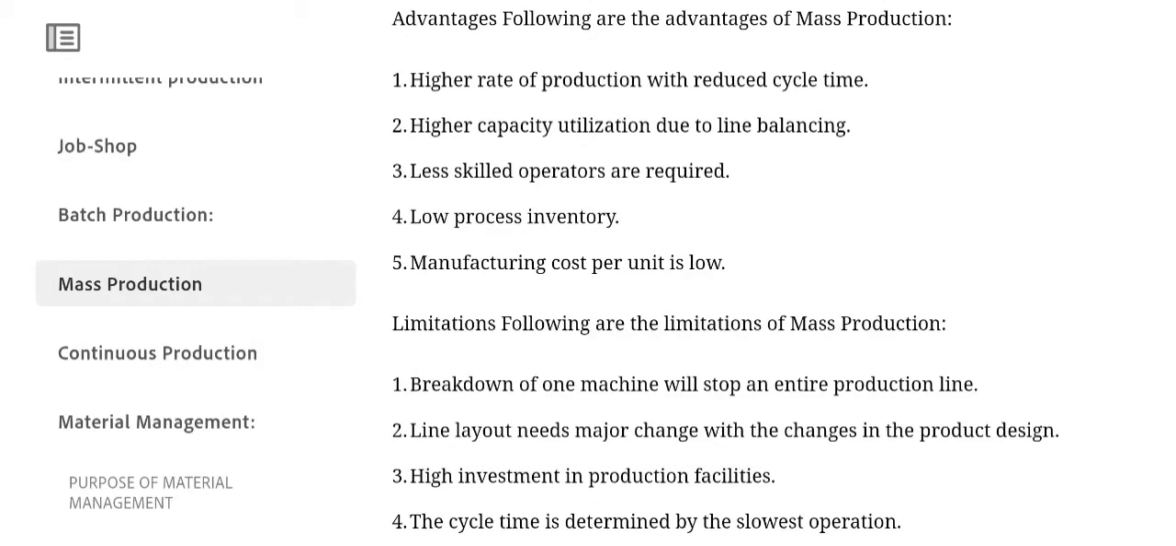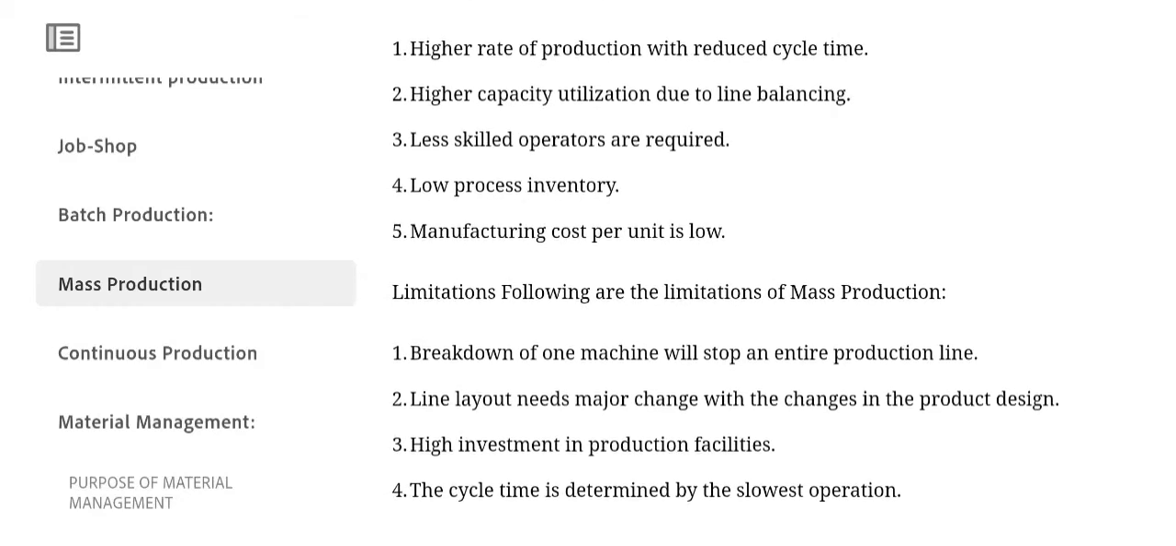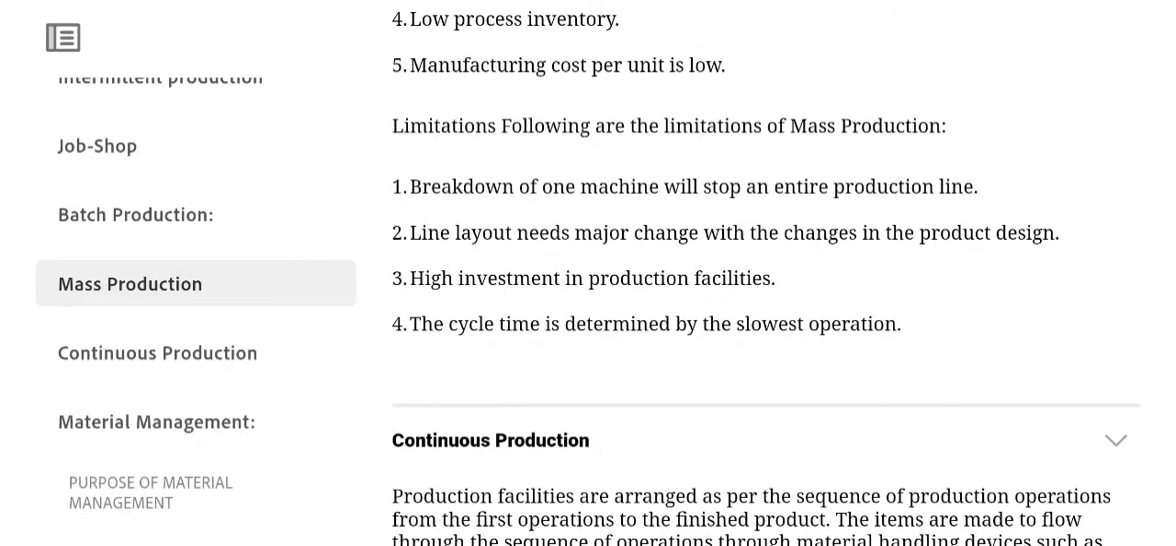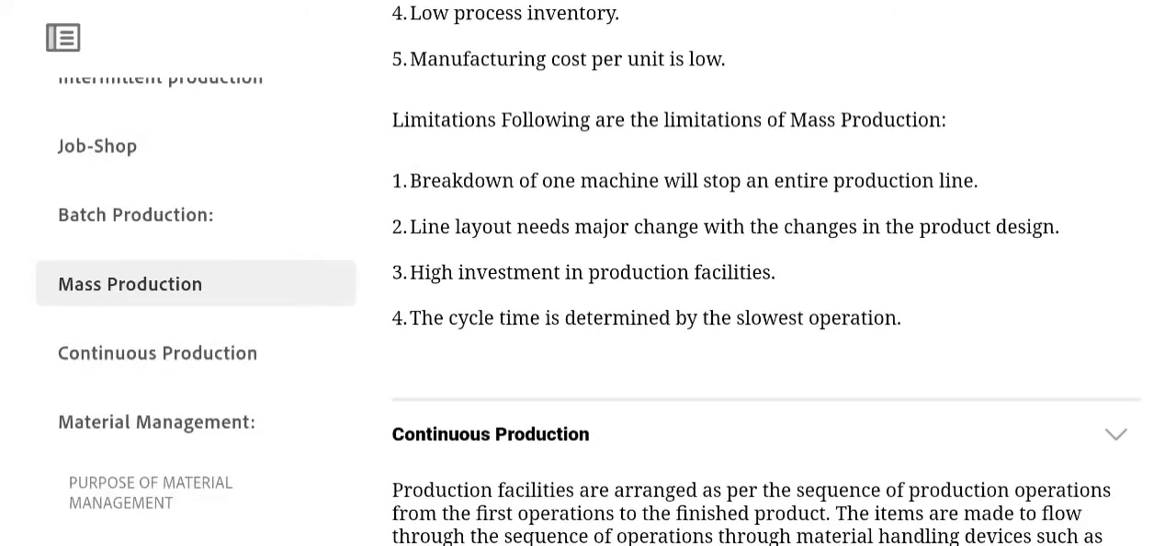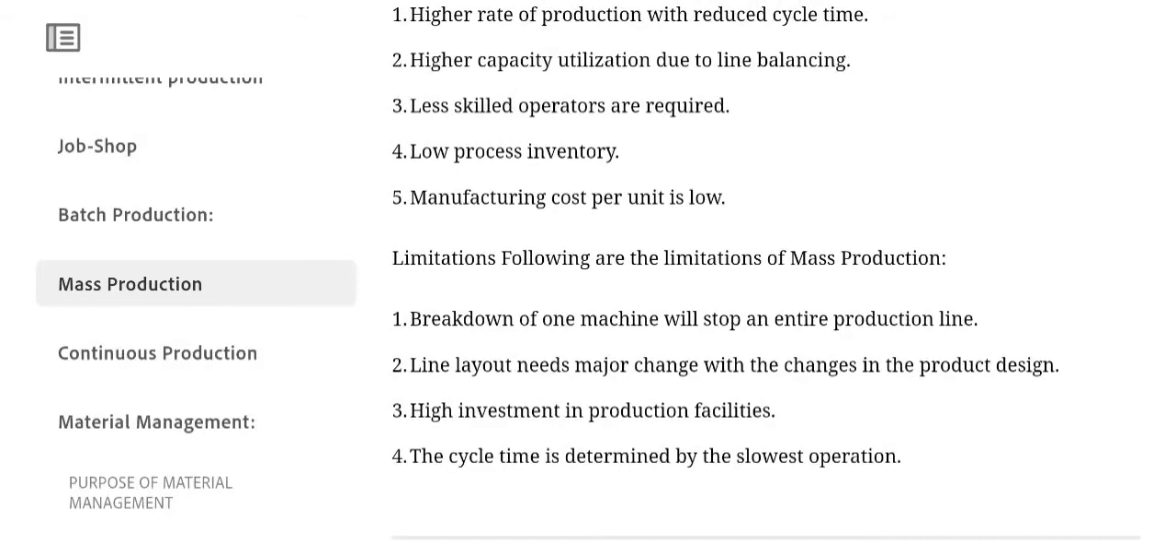After that, manufacturing cost per unit is low. So just remember one thing: that if quantity increases, price decreases. Quantity decreases, price increases. So this is the main point. Okay. Now let's see the limitations that we have in mass production. First one is what?